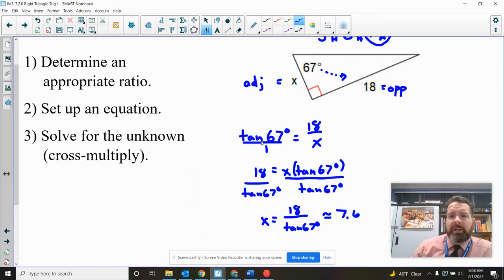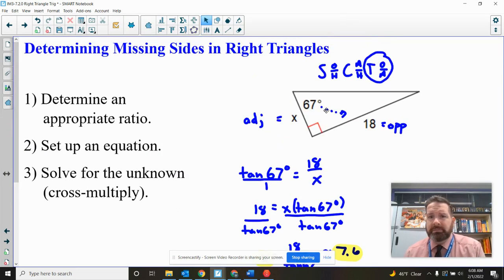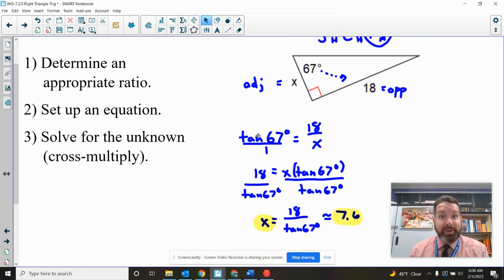Okay, let's do a quick review and then try a couple more. So our missing side in this case has a length of about 7.6. Given our triangle, you have to look at what information you have, label your sides, and choose your ratio. That helps you set up an equation, which you can then cross multiply to solve.